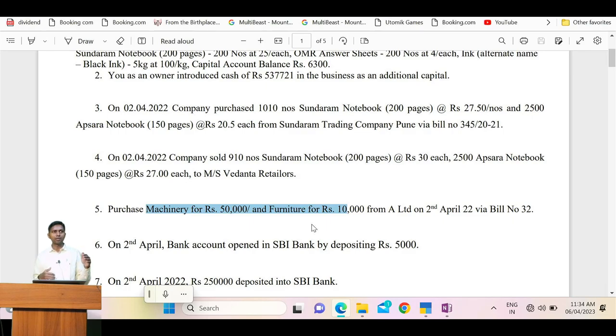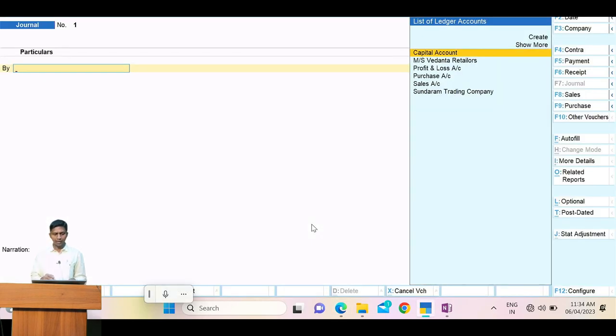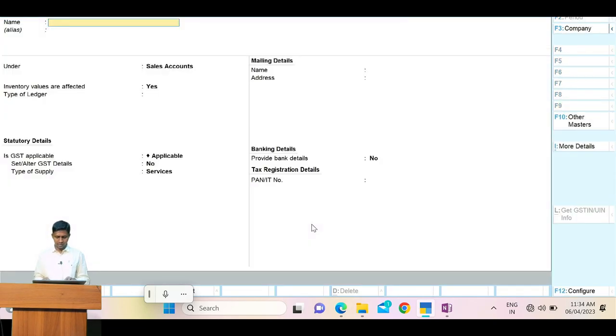What I want to say to you: purchase account debit to Vedanta, or purchase to Sundaram. In that, why have we given debit to purchase? Because we have purchased regular day-to-day inventory items. If you purchase a fixed asset, then you cannot give debit to purchase. We have to give debit to that fixed asset. Okay, then give debit to the fixed asset. Here Tally is asking you to give debit to machinery. Machinery you will not find in the list, so create machinery.